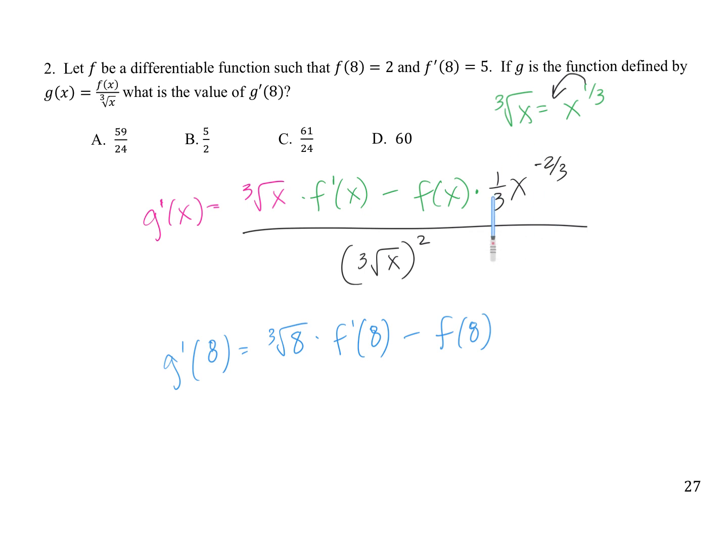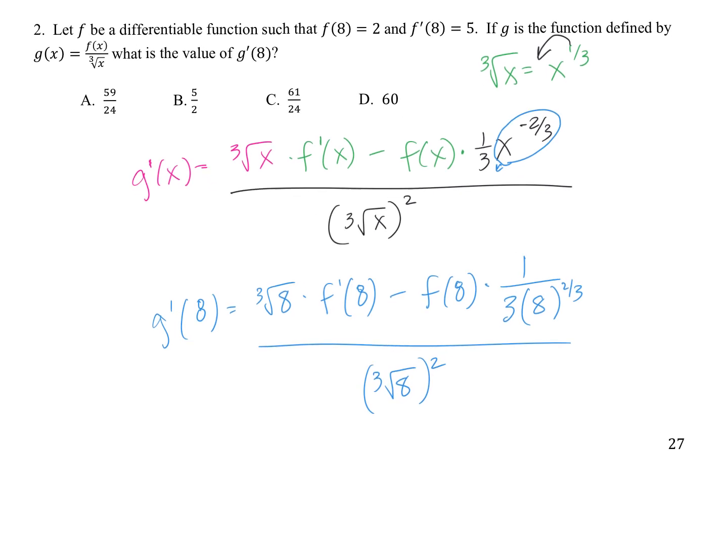I'm going to rewrite this first. I'm going to rewrite that because this negative exponent is not my friend. Where would this go? This needs to go on the top or the bottom? The bottom. So I'm going to say 1/3. I'm going to bring this down so that the exponent becomes positive. I didn't write the x in there because what are we replacing our x's with? An 8. All over the cube root of 8 squared.